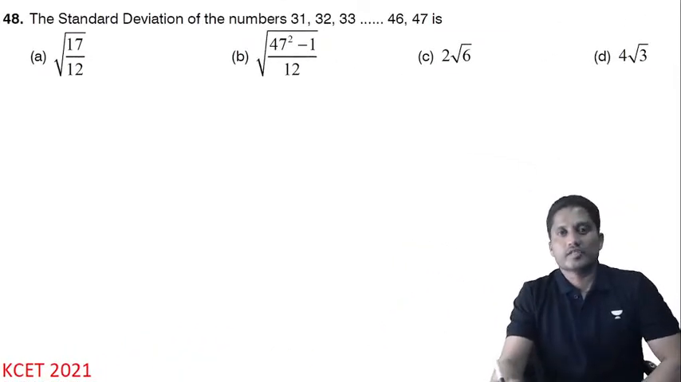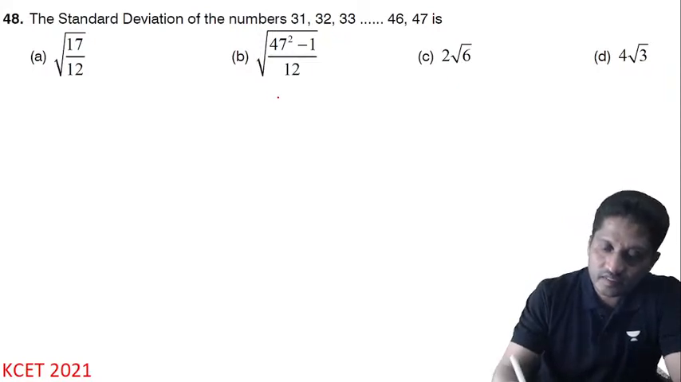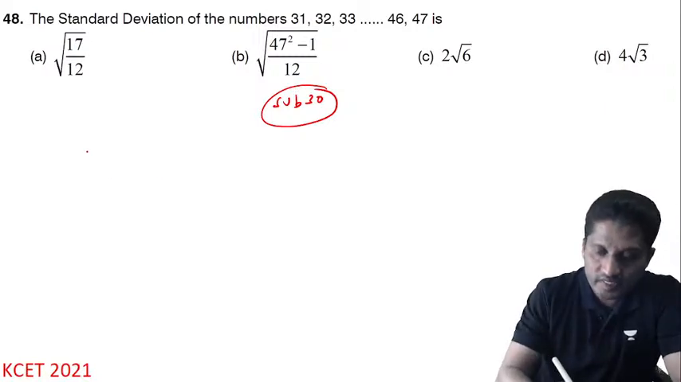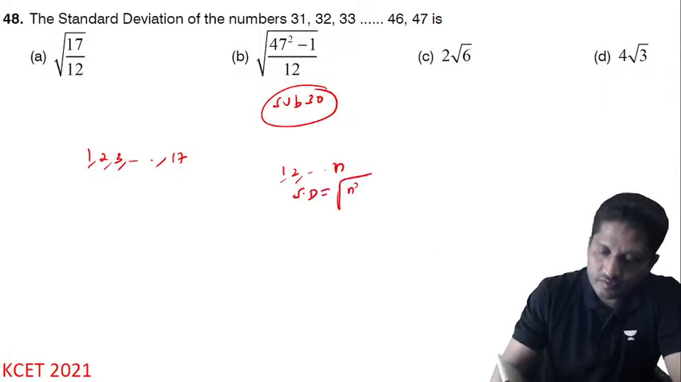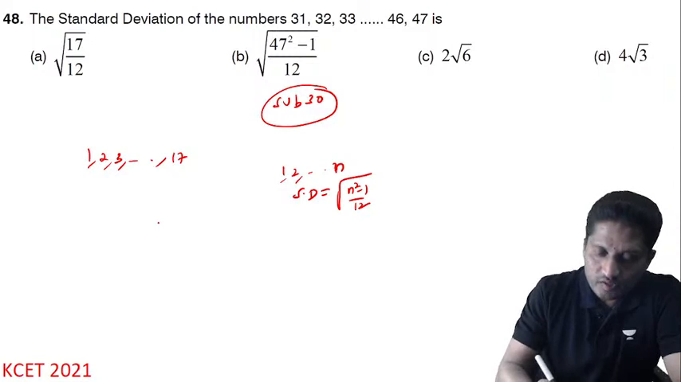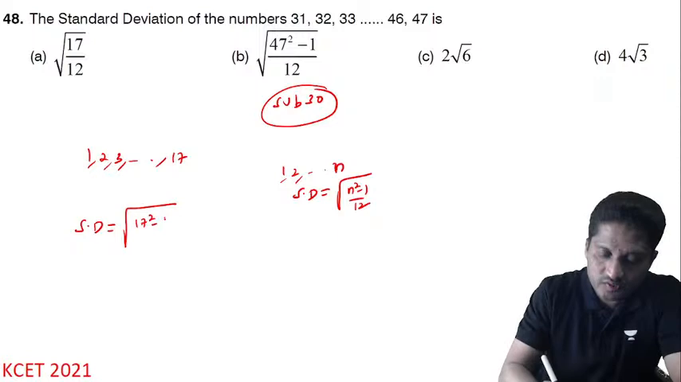The standard deviation of these numbers. See, if I subtract 30 from all the observations, now these observations can be written as 1, 2, 3 and so on up to 17. And if you have 1, 2, 3 and so on up to n, then the standard deviation is equal to root of n square minus 1 by 12. Now 1 to 17 standard deviation will be equal to root of 17 square minus 1 divided by 12. 17 square is 289, right? So this is 288 by 12, which is equal to root of 24.